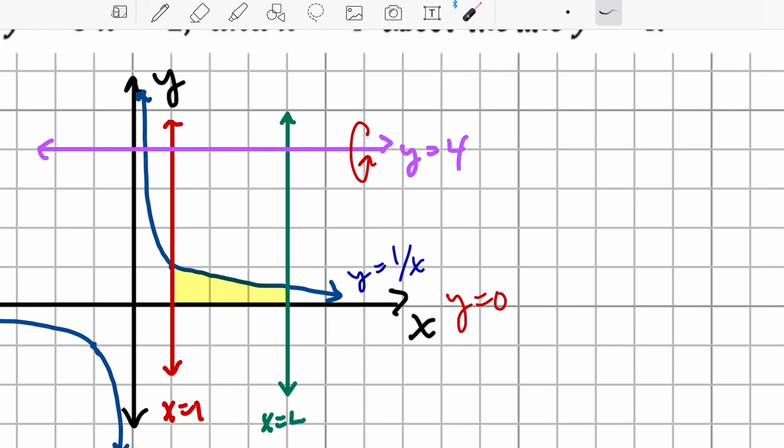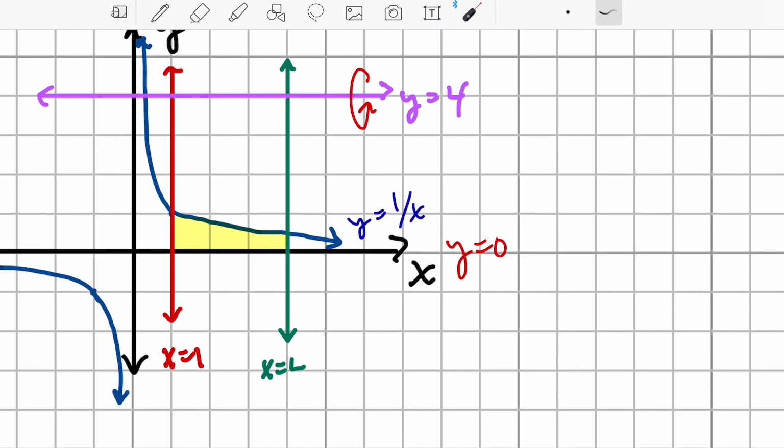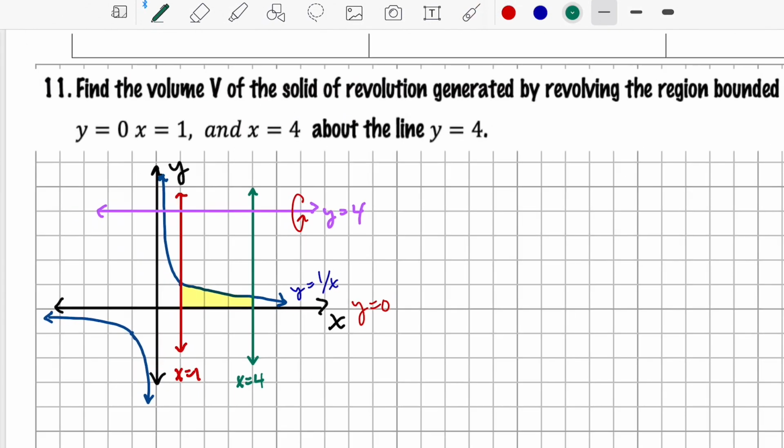Also, this function here, 1 over x, is closer to the axis of rotation, so it'll be top minus bottom to find distance. 4 minus 1 over x. Again, 4 minus 1 over x. And we already have the limits of integration. It's these vertical lines. X equals 1, x equals 4.